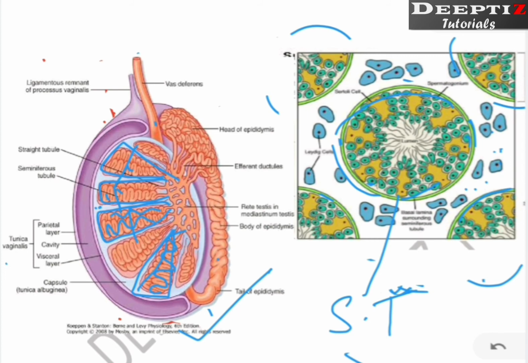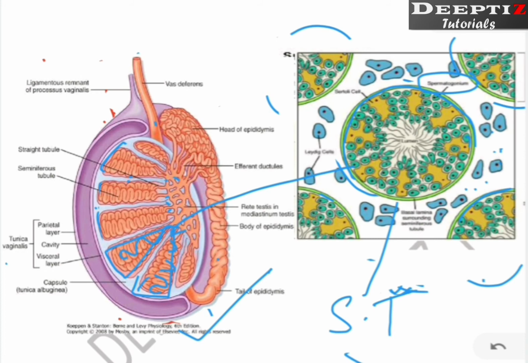Now each seminiferous tubule is made up of different types of cells. Which are they? The first one is spermatogonium. So what is spermatogonium and where is it located? Spermatogonium is located in each seminiferous tubule. Now where is this seminiferous tubule located? That is located in testicular lobules. In these types of testicular lobules, this is actually the seminiferous tubule.